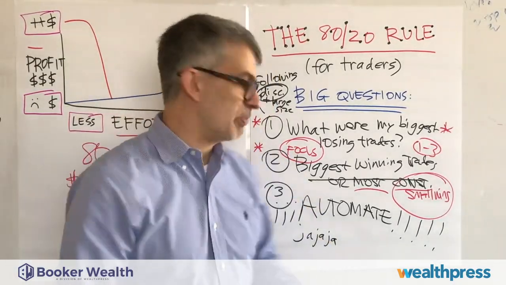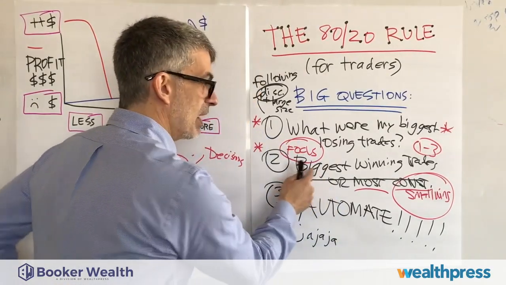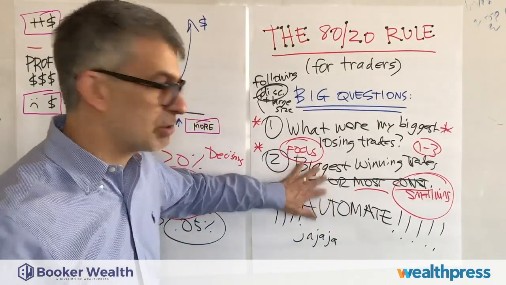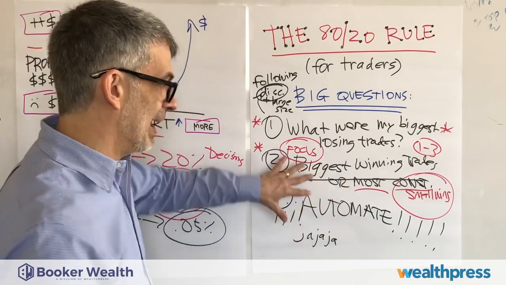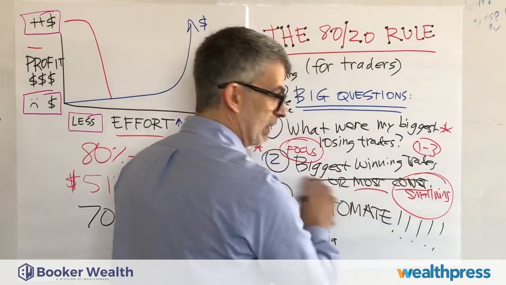Automate as much as possible. The third big question is, how can I automate this? How can I automate my biggest winning trades, or semi-automated? How can I automate my most consistent trades? What can I do to automate as much as possible?